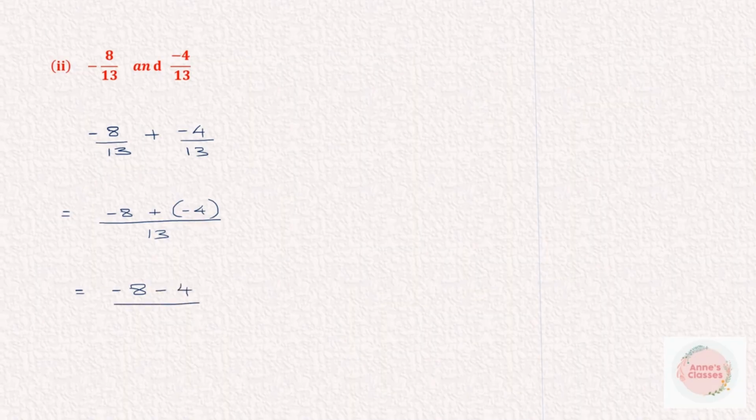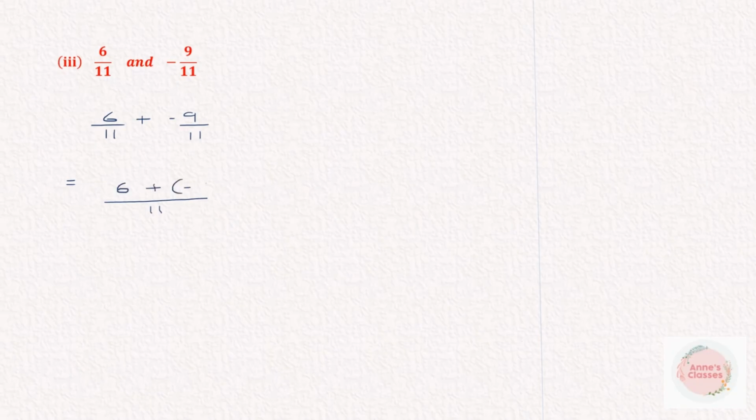Minus 8 minus 4 by 13. Minus 8 minus 4, signs are the same. Put the same sign and add. 8 plus 4 is 12. 12 by 13. The final answer here is minus 12 by 13.